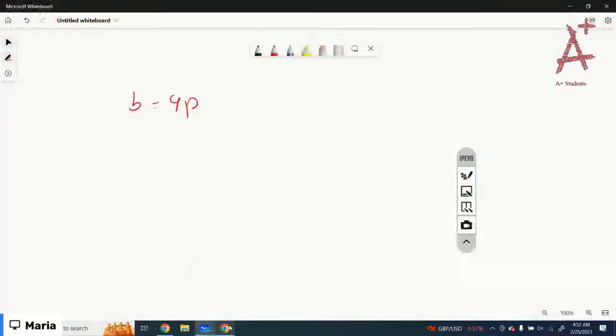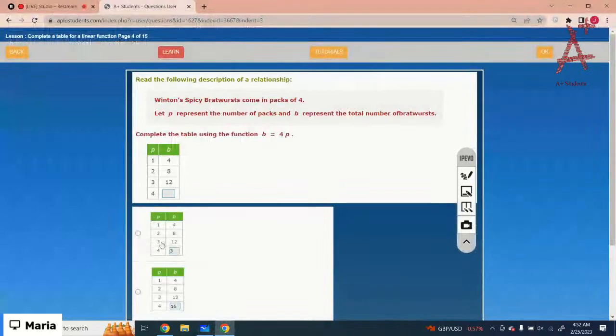Okay, just replace the P with 4. So it is 4 times 4, and 4 times 4 is 16. Got it? That means the missing value is 16. So which is the correct option? Option number 2 is the correct option.